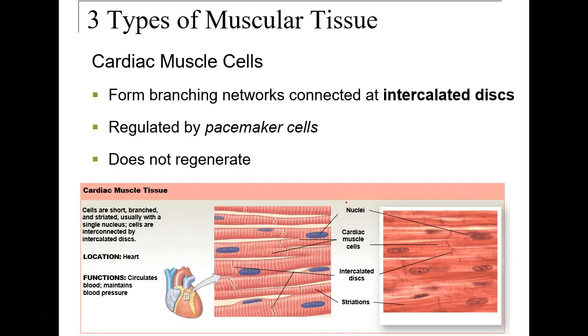Cardiac muscle is, we'll see, kind of a mix between skeletal muscle and smooth muscle. We have striations, just like in skeletal muscle, a single nucleus, like in smooth muscle. One really big thing, though, they do not regenerate. This is why heart attacks can be so devastating. But here we'll see intercalated discs are going to be separating at the same time, connecting these cells together.